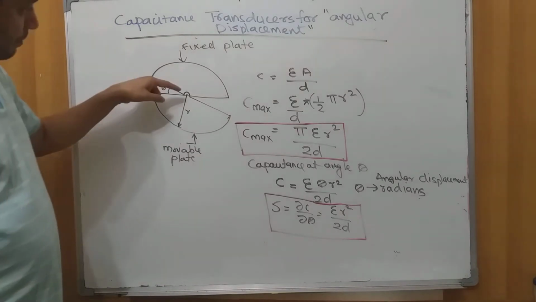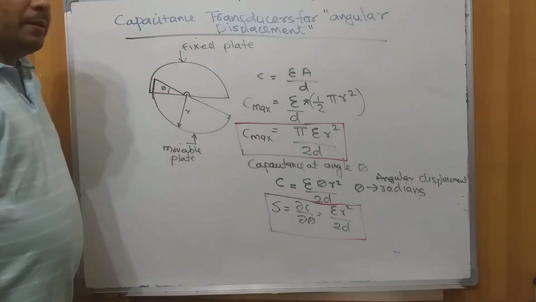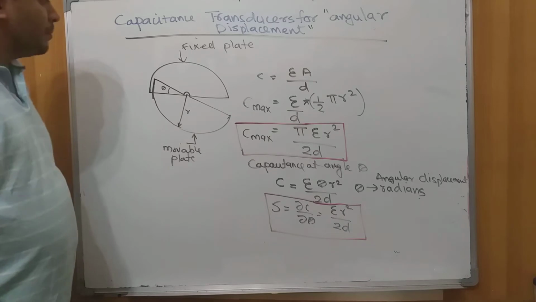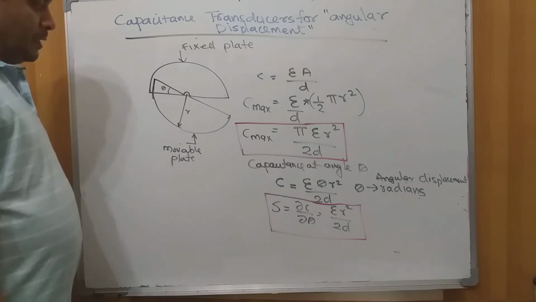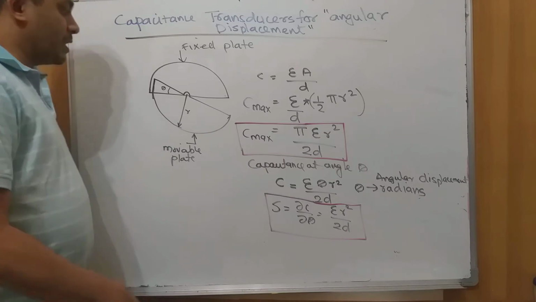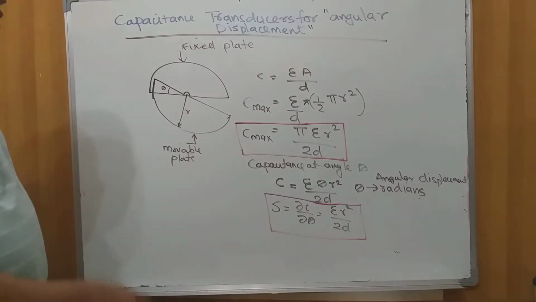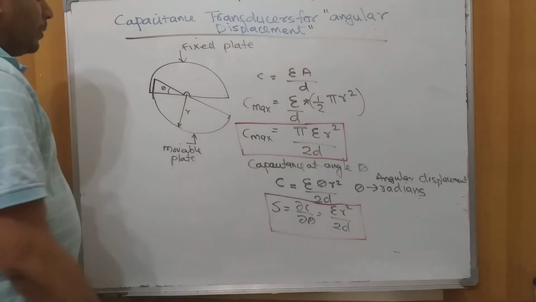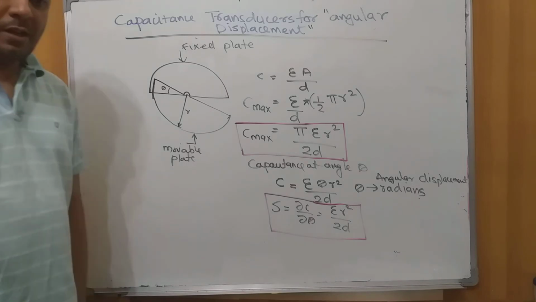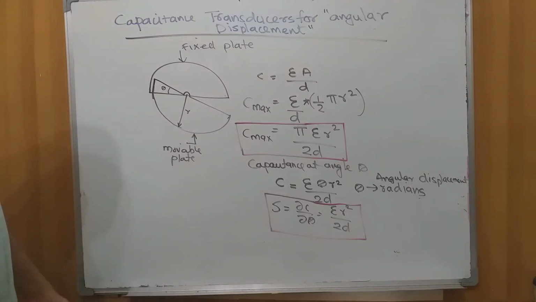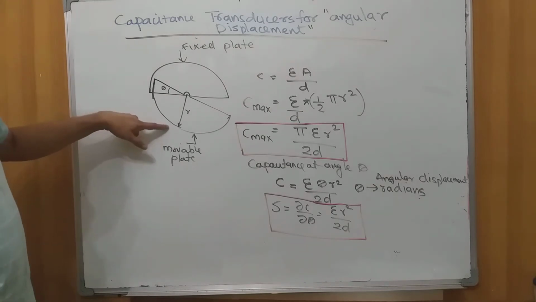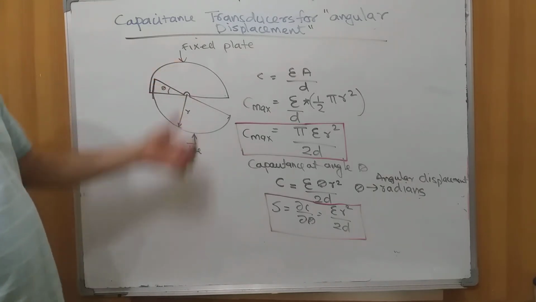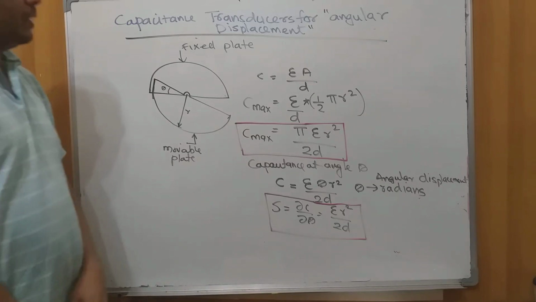Let us assume that the radius of the plate is r, and it is designed in such a way that the movable plate can easily rotate with reference to the fixed plate. Normally it is used for the measurement of angular displacement. The part which is under movement or having angular displacement is attached to this movable plate, and that will cause some displacement. Again, we look at the relations here.